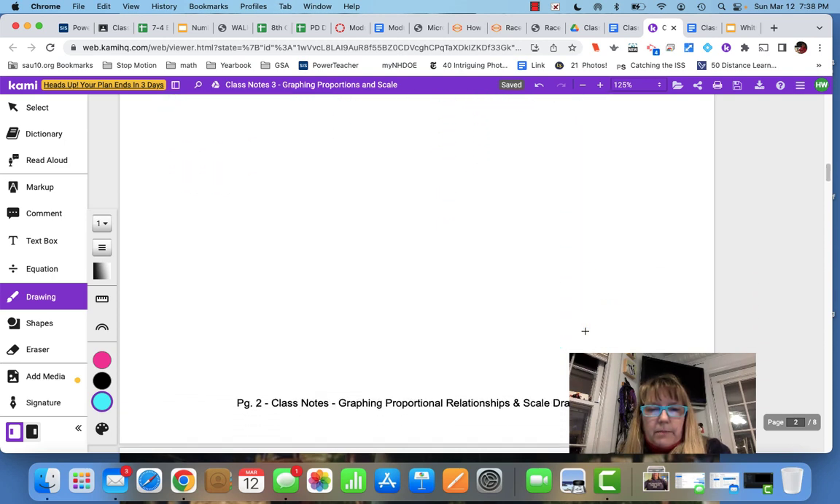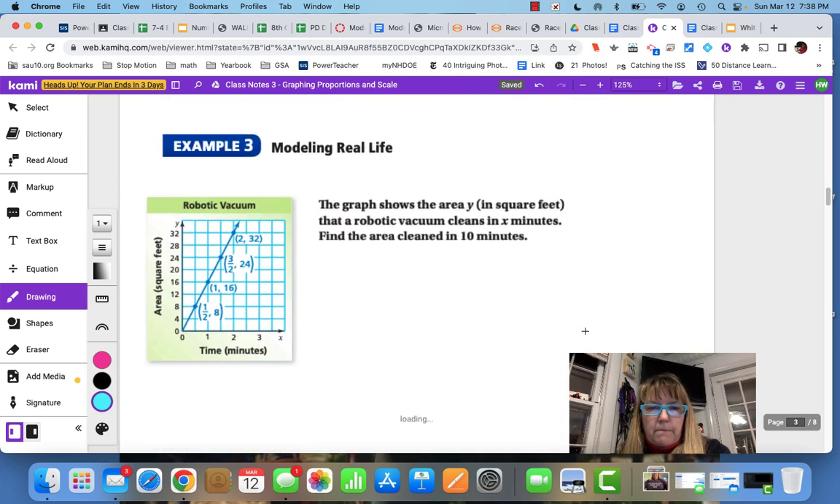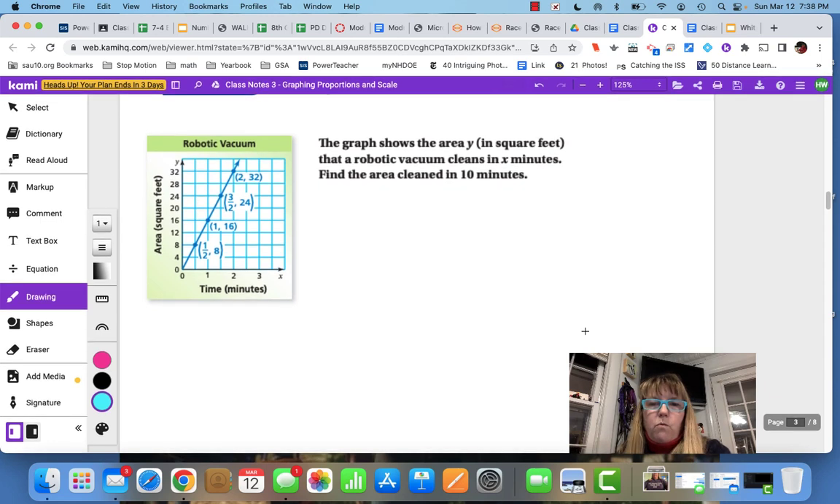Okay, let's look at example 3. This graph shows the area, Y, in square feet that a robotic vacuum cleans in X minutes. We want to find the area cleaned in 10 minutes. Well, if I look at the time, it only goes up to 4, so I can't look at the graph and figure it out. But I can figure out what the unit rate is. So remember, unit rate is y over x. I'm going to change the color here. It's y over x. So I will take any pair.